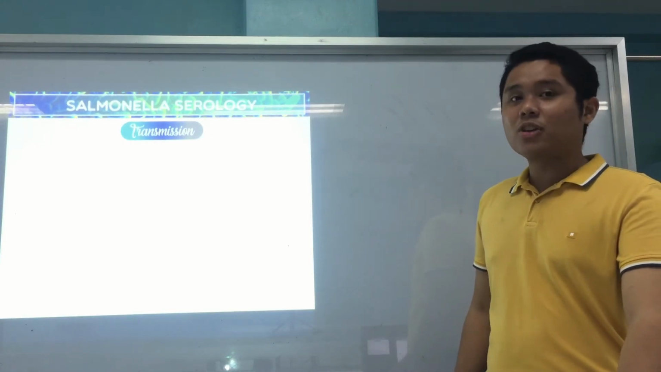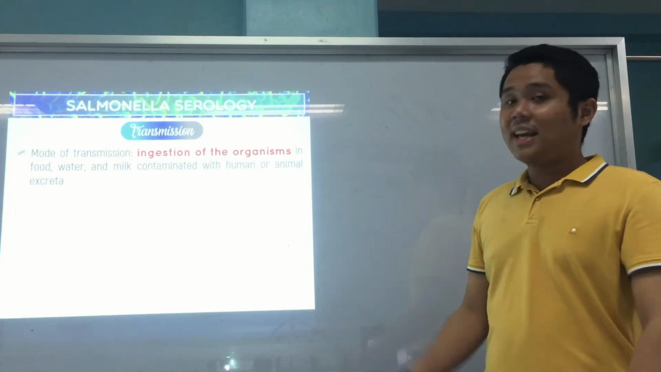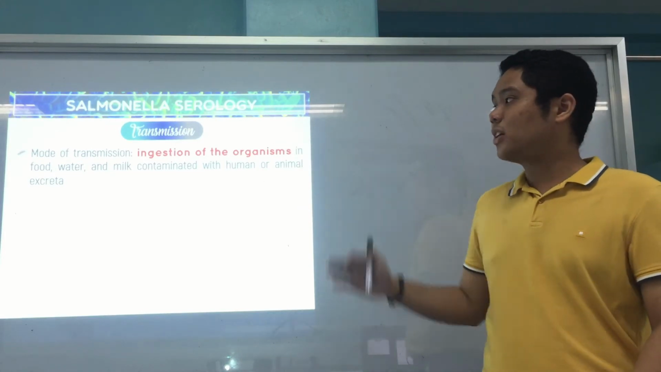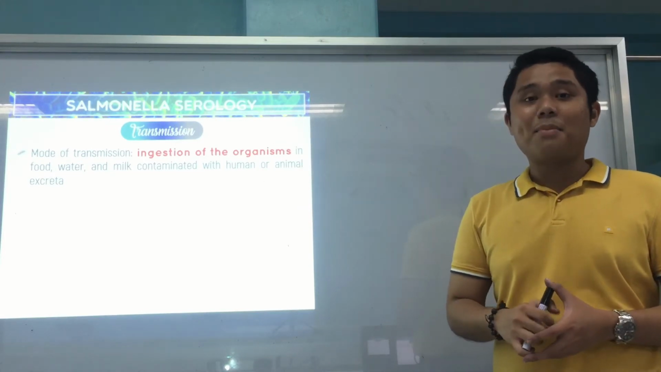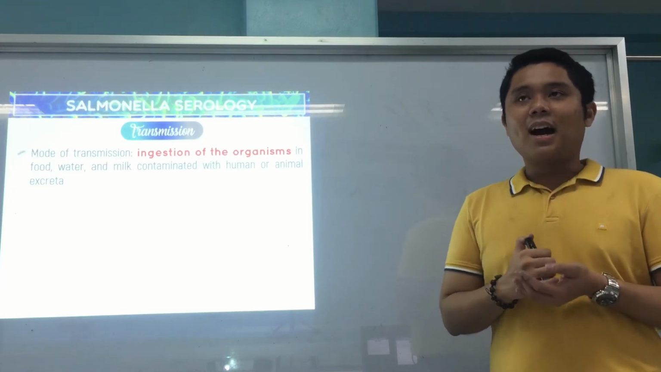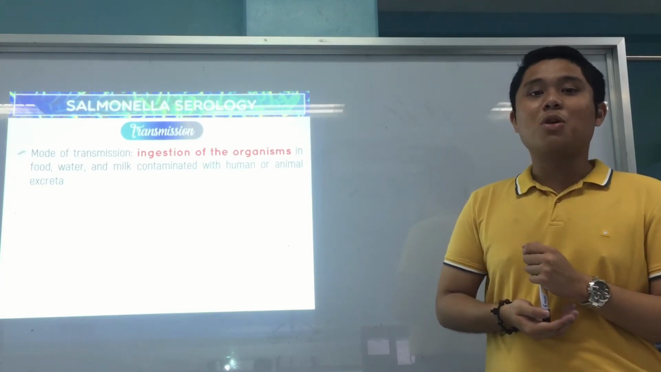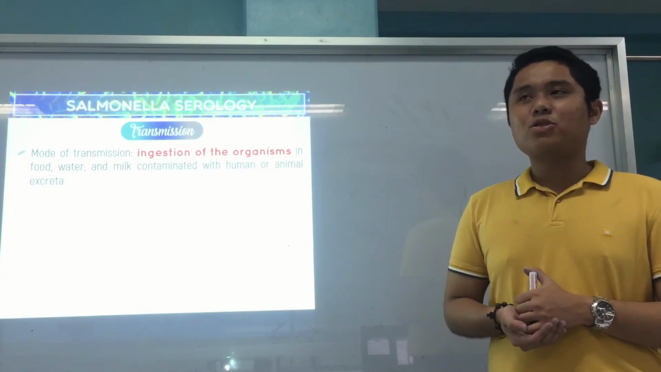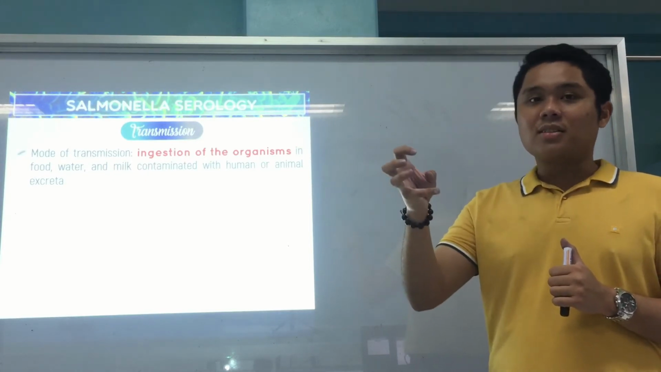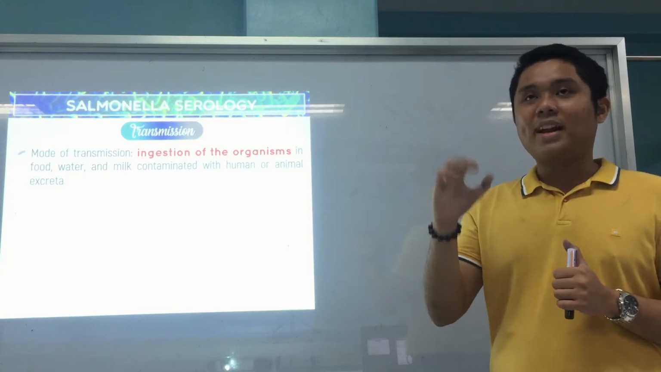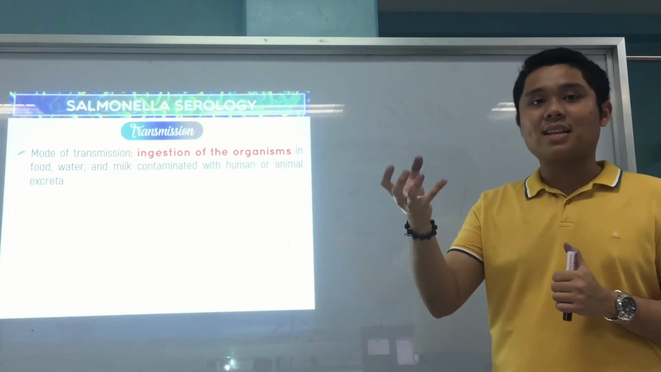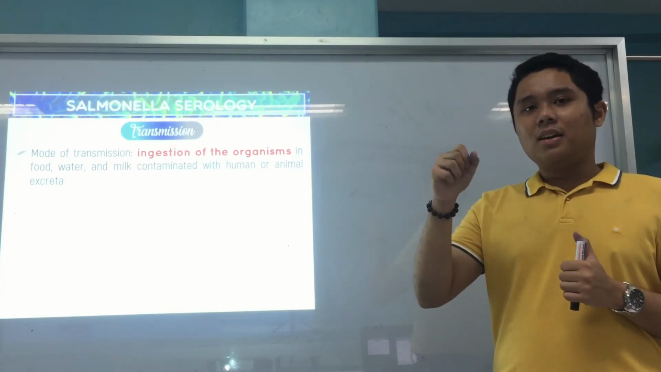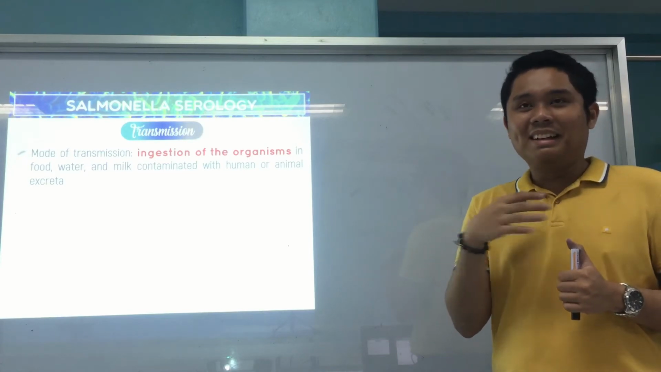Now for transmission, how do we get Salmonella? It's the ingestion of the organism found in your food, water, and milk contaminated with human or animal excreta. That's why, di ba, sa eggs, for salmonellosis, makuha siya from chickens daw. I'm not sure if sa egg yolks ba, or sa egg shells, pwede na mga egg shells or eggs na na-covered sa tae sa imuhang chicken. So that's why, make sure na imo siyang i-wipe og tarong yung mga eggs.